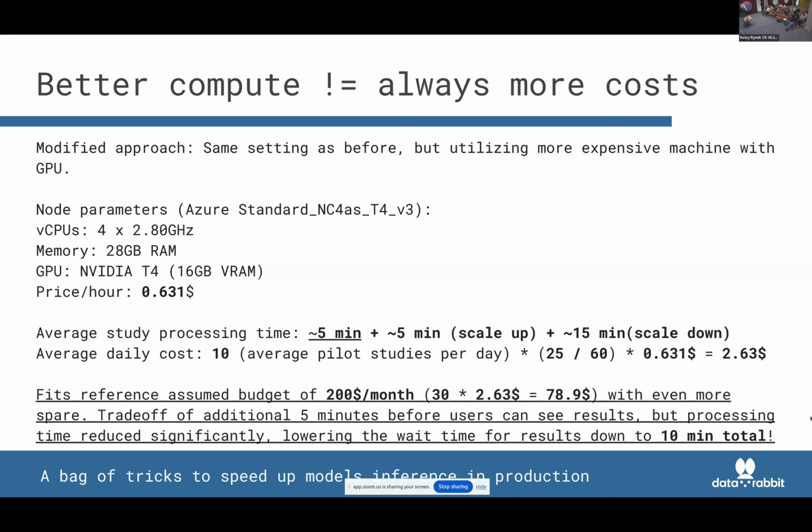But the cost, even though we are utilizing a machine that is technically slightly more expensive, went down. So it not only fits the assigned budget, it is also cheaper than version 2. But there's still a trade-off that we need this autoscaling, we need these 5 minutes before the users can see the result. But actually, they can get these results in only 10 minutes now.